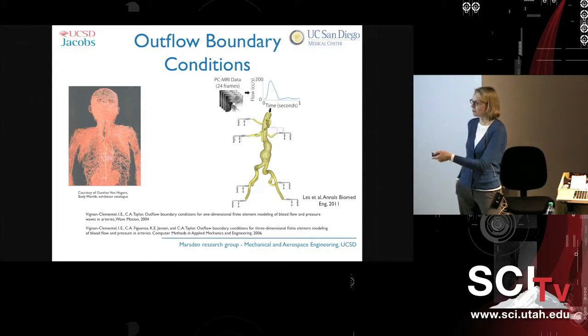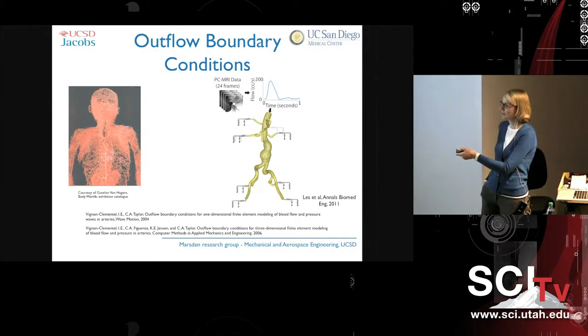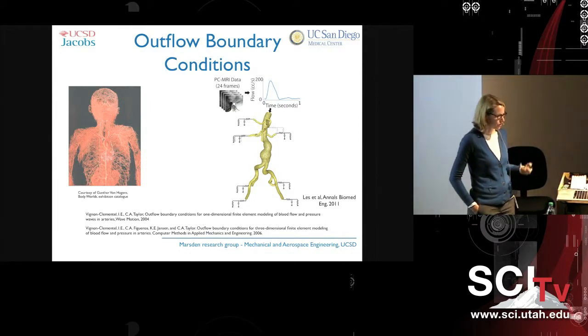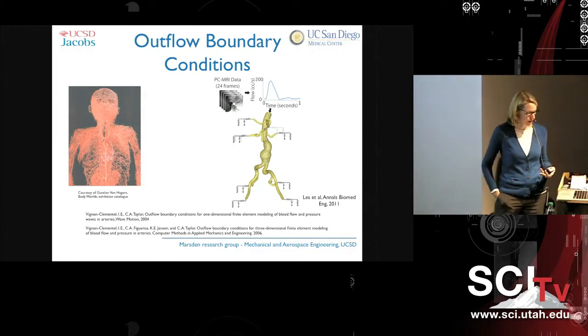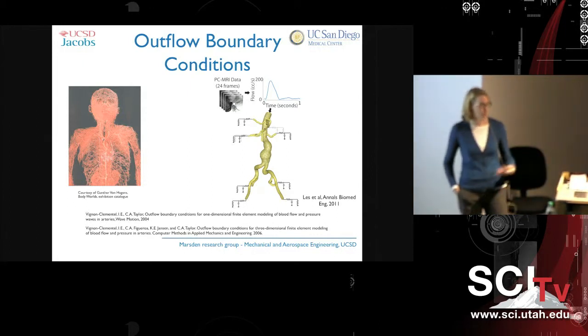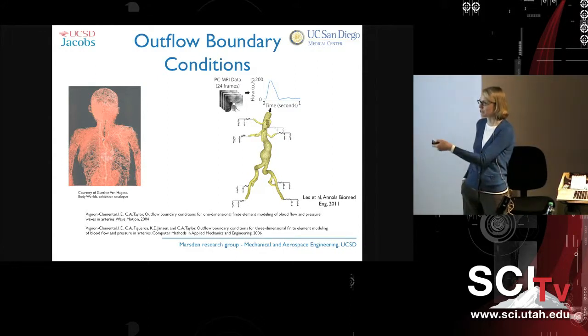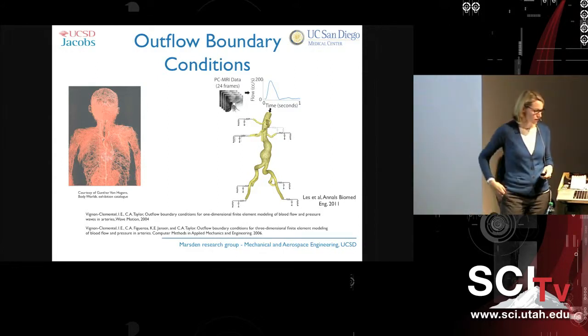Okay, and then the values of these resistors and capacitors have to be tuned somehow to match the clinical data of the patient. So we would need something like a blood pressure measurement. We need to know how the flow would typically distribute to these different outlets.